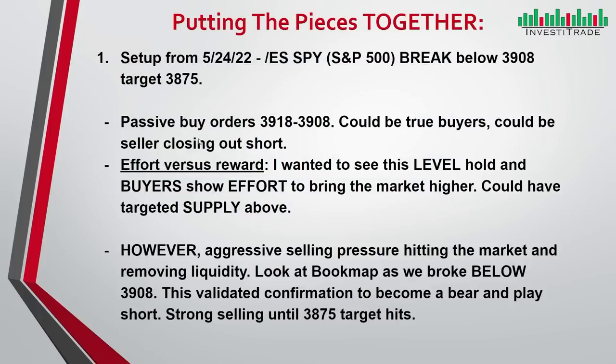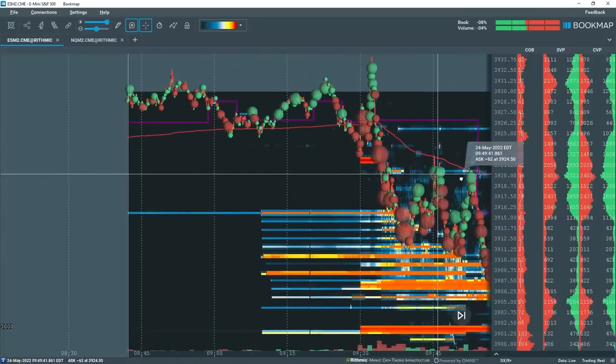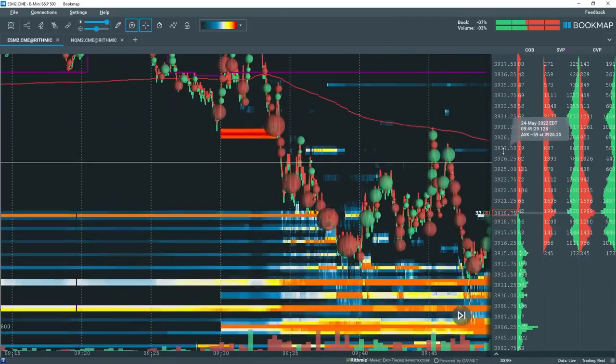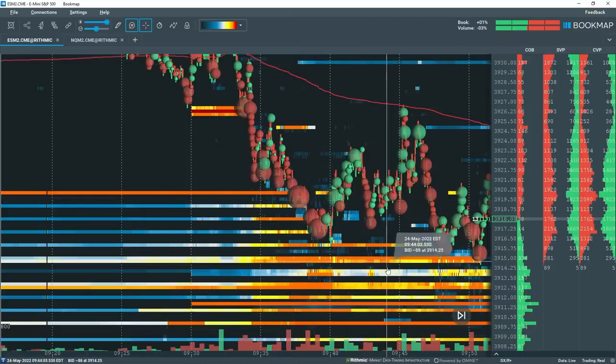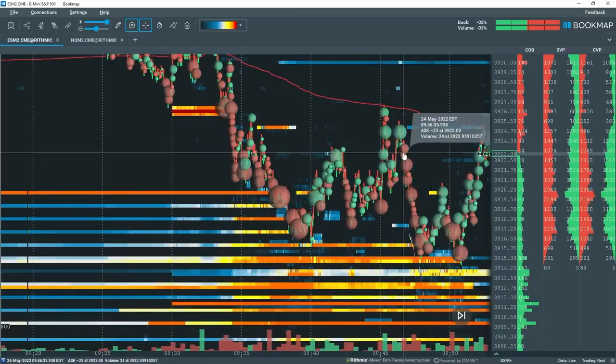So what we're going to see here before I show you Bookmap is we're going to see some large passive buy orders at 3918 and 3908. Now this could be a true buyer in the market loading into a very large long position, or it could be a seller closing out his short position. So what I wanted to see today, pulling up Bookmap here, is what my thought process was as we were coming into this area. We also rejected supply. I wanted to see this buyer get filled his large position, whether it be a short closing out his sell order or a new buyer factored into the market.